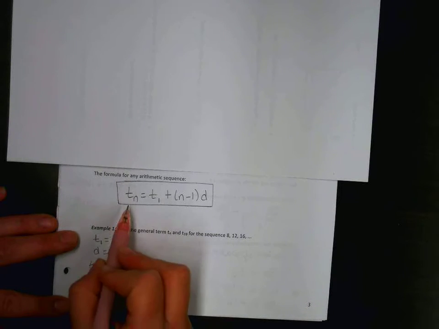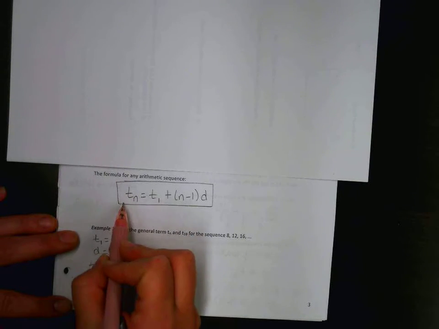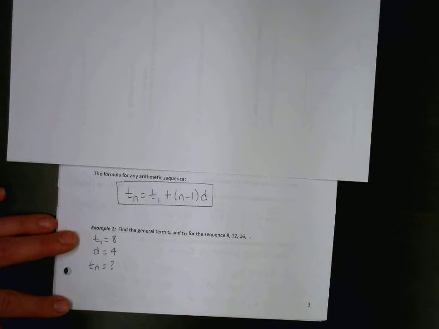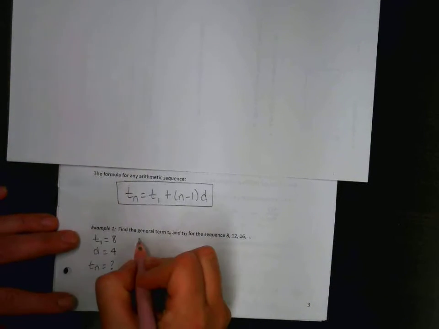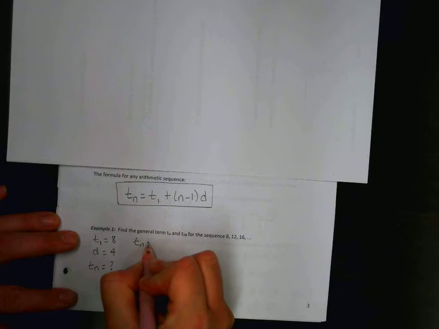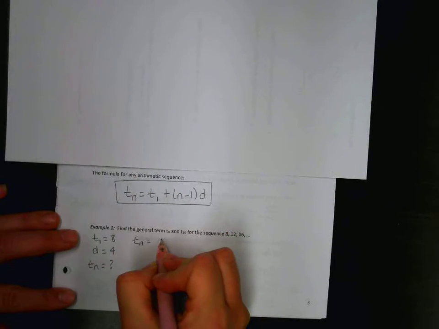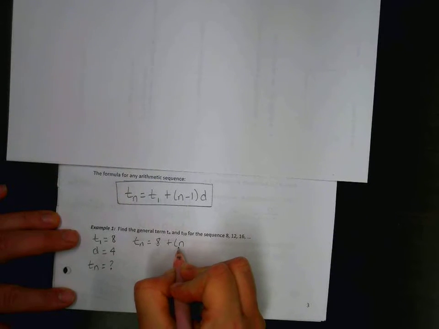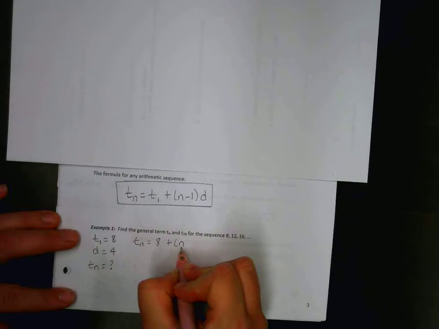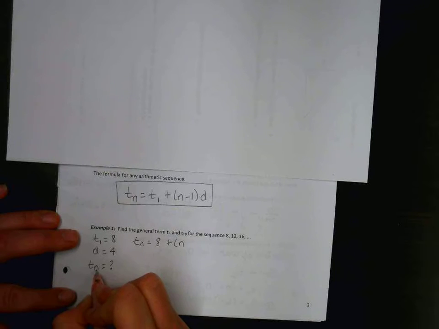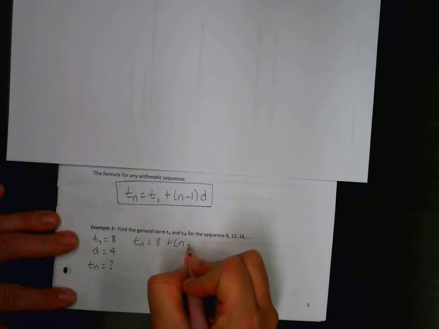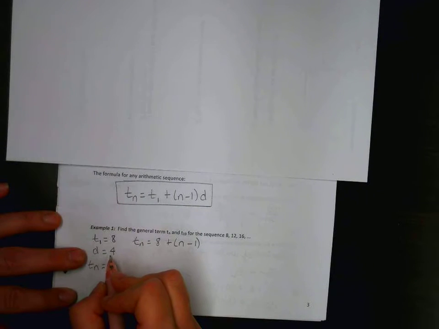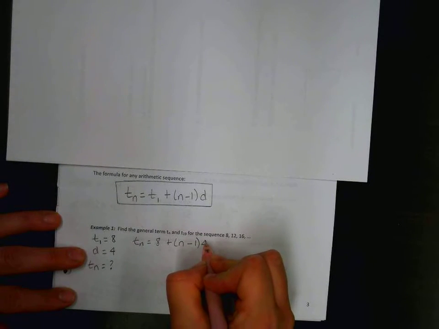So to do that, we're going to substitute information that we know into this general term formula and then just simplify the formula. So our general term is going to be our first term, which is 8, plus n. We don't know n because remember, n is the number of terms in the sequence, and in this case we don't know them. It's a general term. Minus 1 times the common difference. We do know that, which is 4.